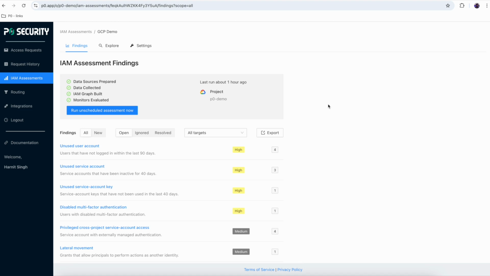With P0 security, we make it really easy to get a full inventory and ownership of every identity, human and non-human, in GCP. You begin by navigating to the IAM assessment section, and you're presented with the assessment findings for various categories such as unused users, unused service accounts, excess privileges, and so on.